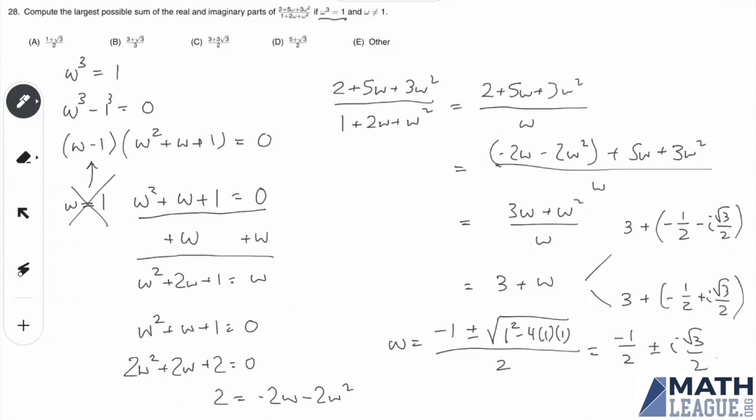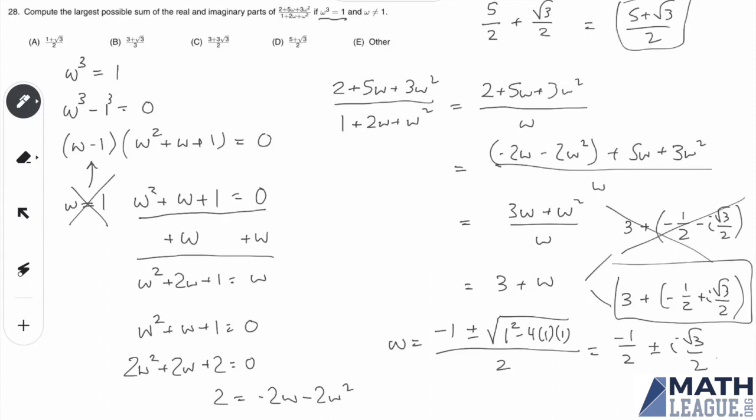We see that negative 1/2 minus root 3 over 2 i will have the smallest sum of the real and imaginary parts, so this can be excluded, and the other is our answer, but we want to simplify it. We get 6 halves minus 1/2, which is 5 halves, plus root 3 over 2, and so that is (5 plus root 3) over 2, and that is answer choice D.